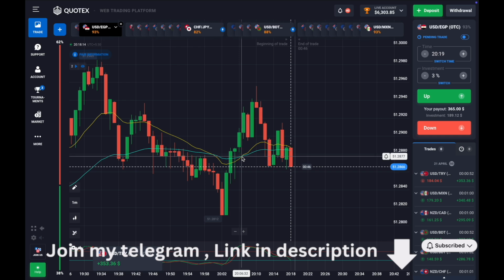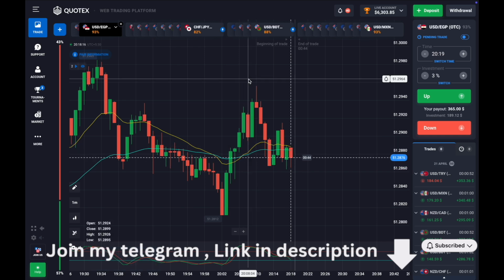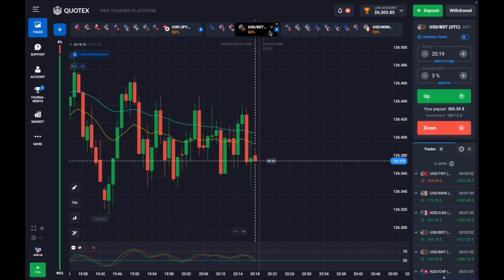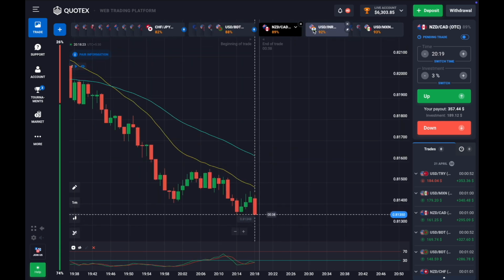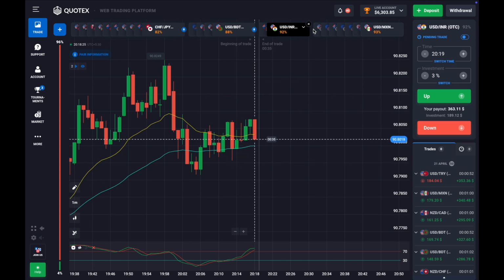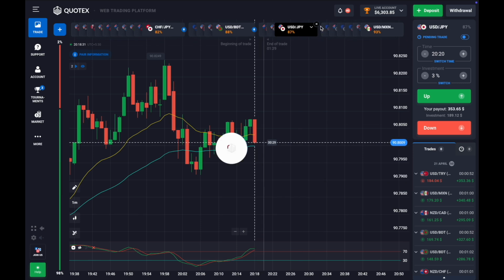So here there is a bullish crossover, but still this chart is not clear. Stock market, this is also a stock market, downtrend. So we need to wait patiently and find the perfect chart to take a trade on. So let's find.